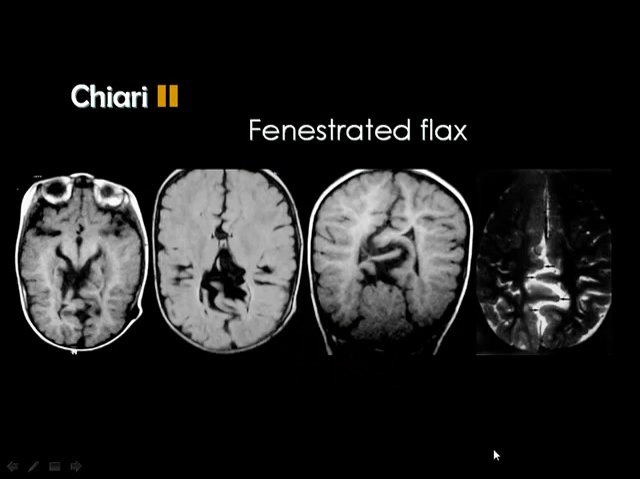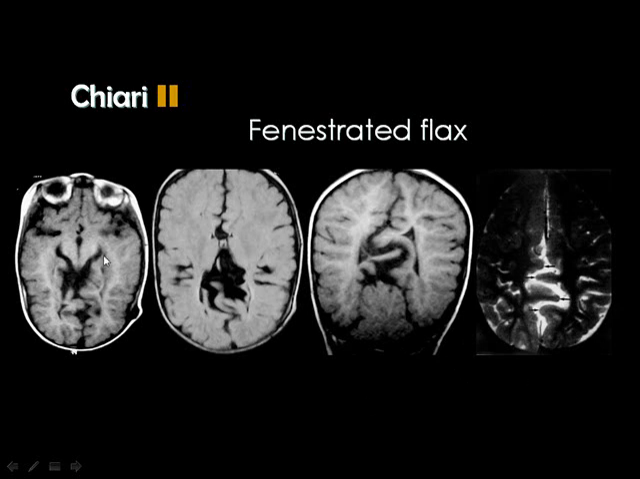Then one of the important manifestations of Chiari malformation is what is known as the fenestrated falx. What do we mean by fenestrated falx? You can see in the midline, brain tissue crossing the midline, then coming back across the midline once more. If you see this appearance, this is classic for what is known as fenestrated falx, which is one of the manifestations that can be clearly seen in Chiari malformation.